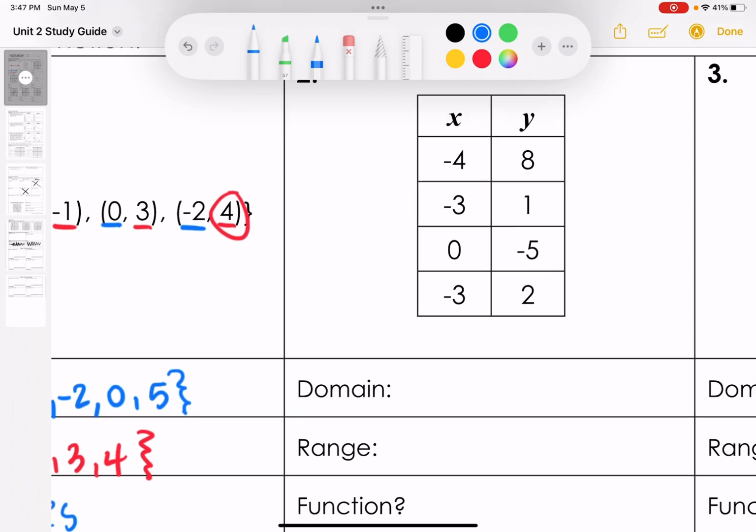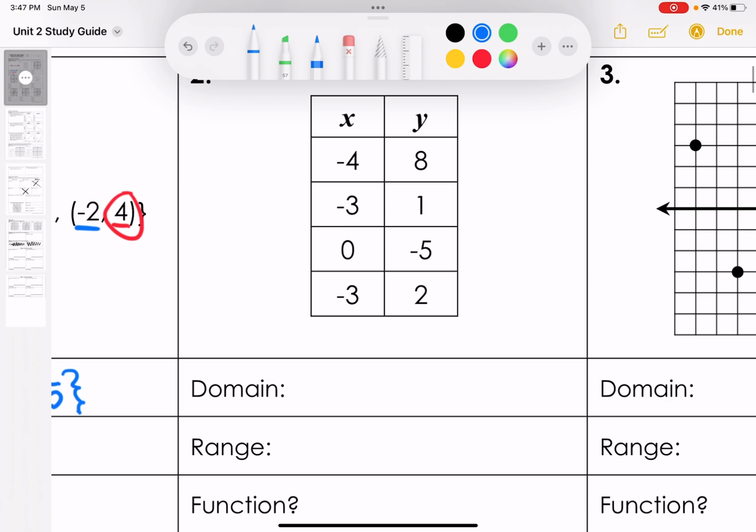All right, number 2, we're looking at a table. So first, I'm going to make a list for my domain and range. So domain is my x values. So I'm going to use my squiggly brackets and go smallest to largest.